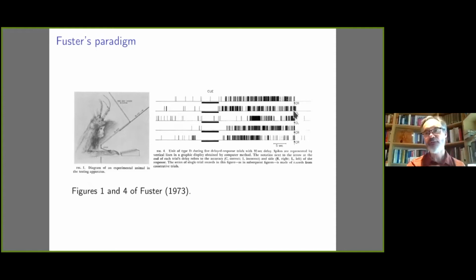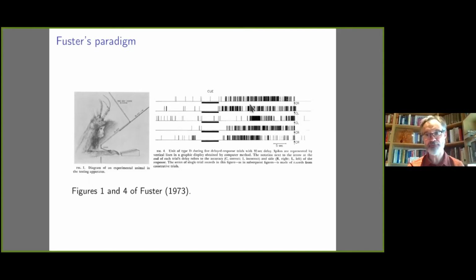The arrow at the right tells you when the blind is taken out and the monkey can access the boxes. You have C, the R here means that the reward is on the right side, the L means it's on the left side.